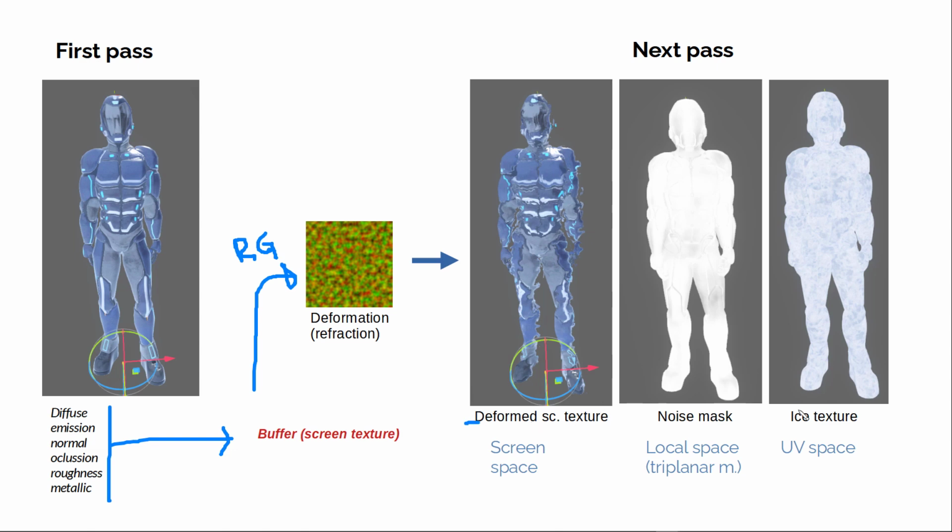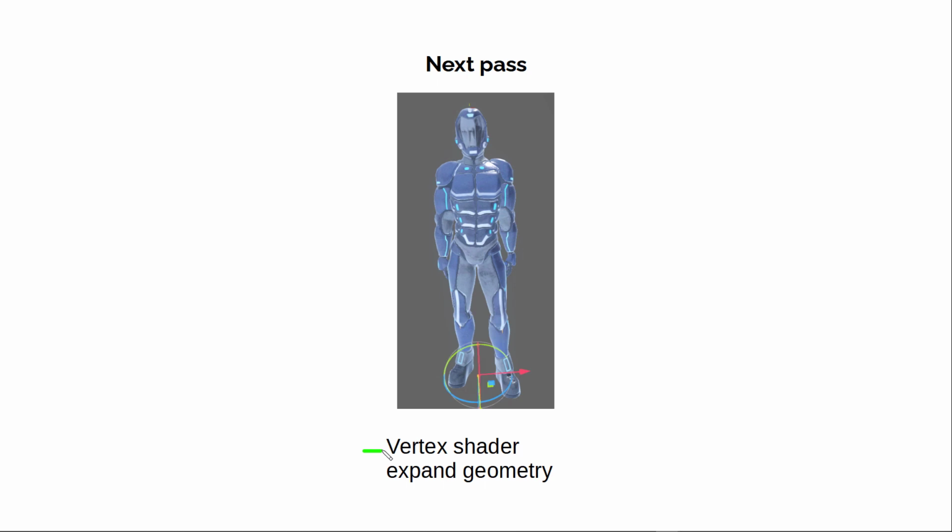This texture is the result of the deformation, and this other texture represents opaque parts of ice. We are going to use a noise mask to combine these two textures. We will use different coordinate spaces such as screen space, local space, triplanar, and UV space. And we are going to expand the geometry in the direction of the normals in the second pass using the vertex shader.